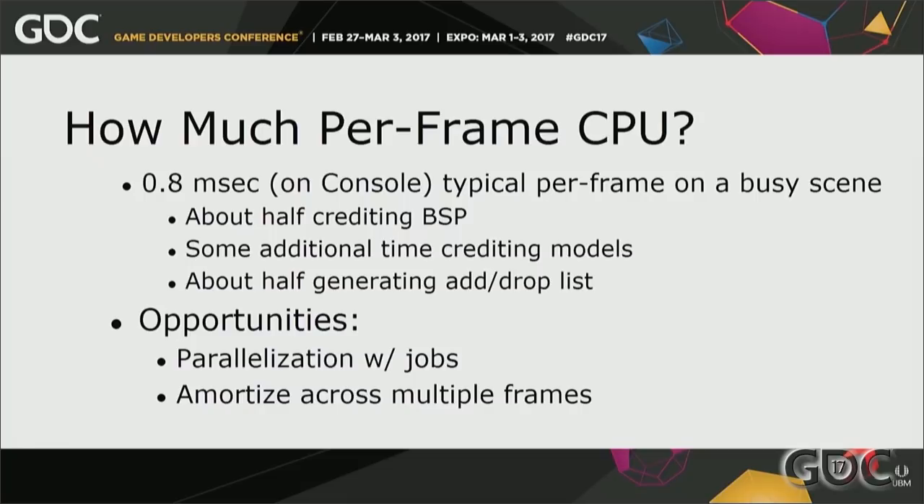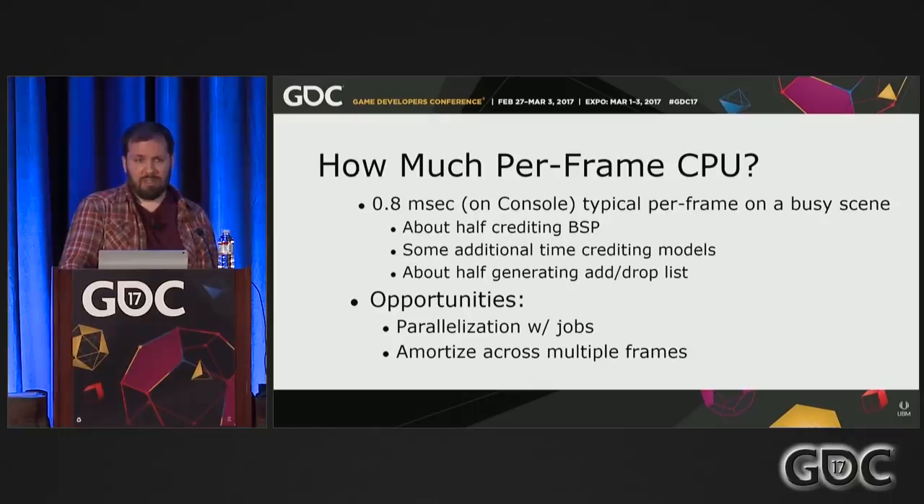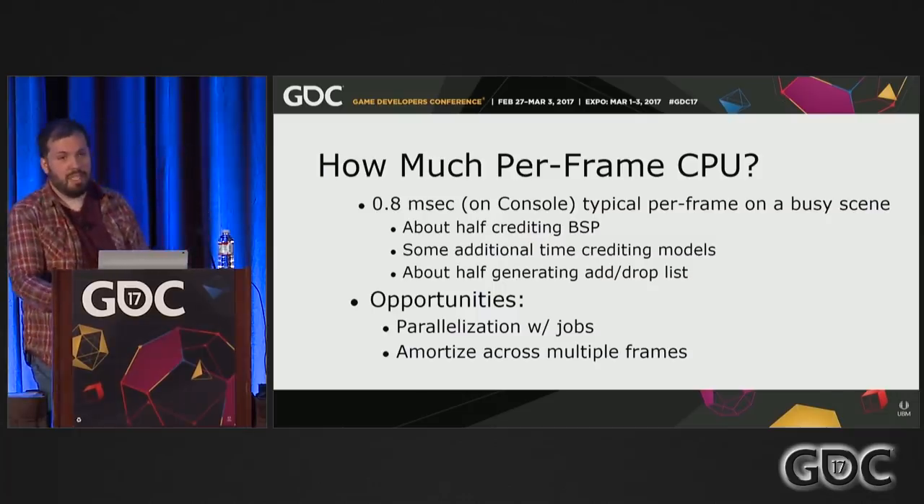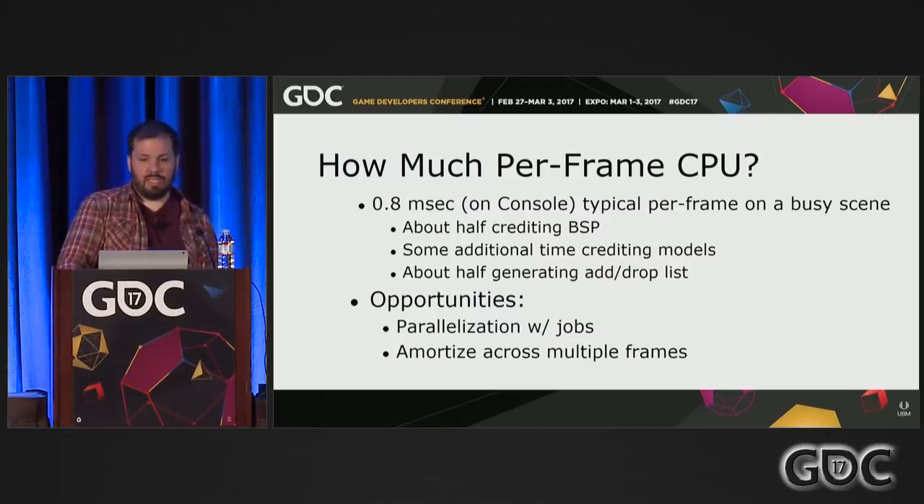As far as the actual game runtime, it's about a millisecond, a little less than a millisecond in a typical busy scene. About half of that is doing the BSP culling. There's some time culling models, and the other half is sorting and compiling the final list. There are some optimization opportunities. We'd like to maybe push things onto some job threads. We'd like to maybe amortize across multiple frames because you really don't need to have an up-to-date list every frame, because your hard drive can't possibly keep up with that.